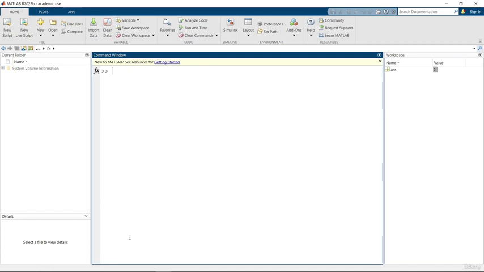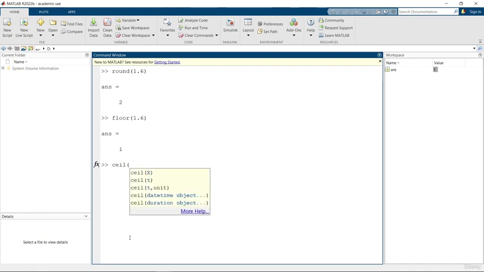MATLAB also has many operations of other types. For example, we can round a number using the round function. For example, 1.6 rounded to its nearest integer is 2. We can also use the floor function, which rounds down to the nearest integer, in this case 1. Or ceil, which rounds up to the nearest integer, in this case 2. As well as these functions, there are many others that I will include in an attachment in the course.